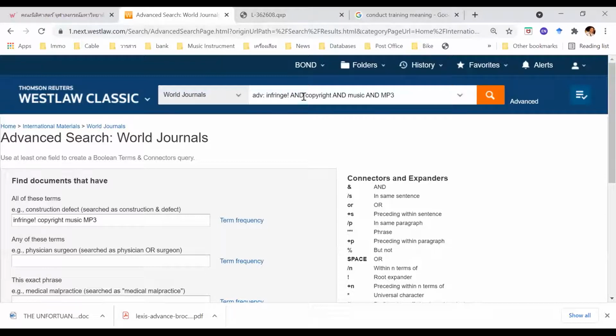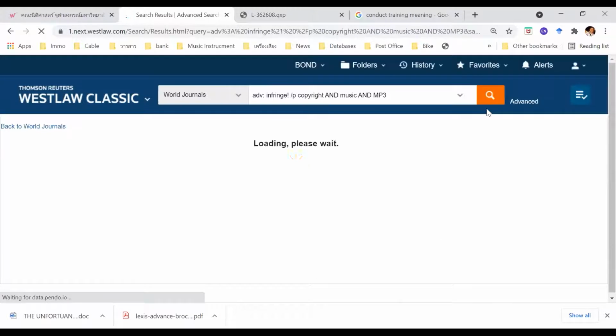So I just apply on it. Just start with this. Just type /p. It means I want to change the results to be more relevant. The word influence and copyright have to be found in the same sentence, same paragraph. So just see it. Just click search. Look at that.